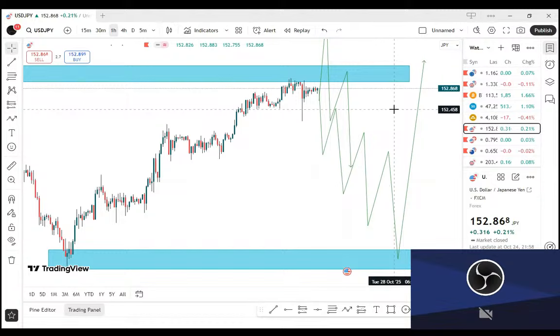Then this is where the buyers are heavy in the market. Everybody is seeing a buying opportunity. So if you don't understand the structure, if you didn't capture it early, you won't be able to join the buyers.